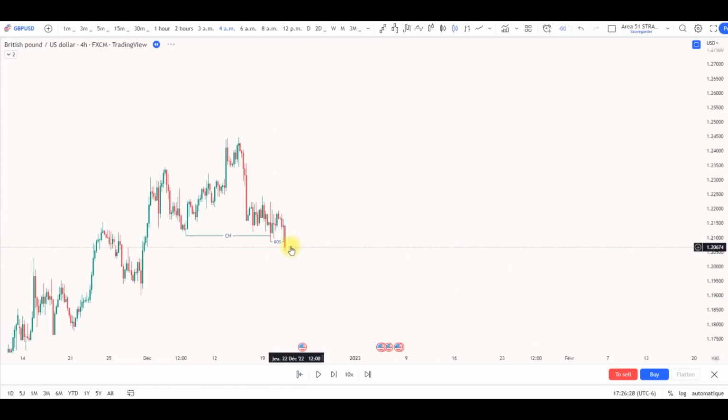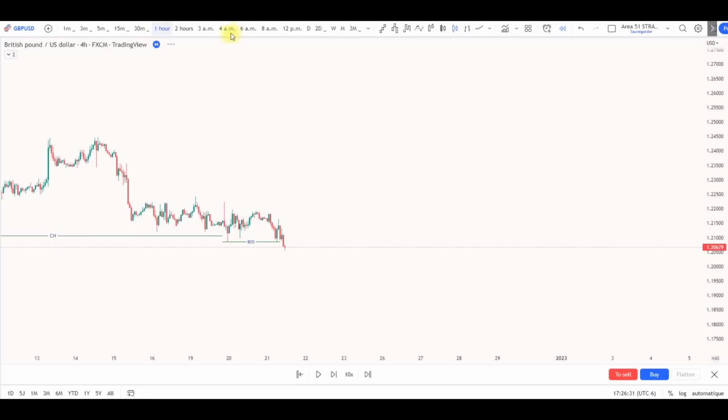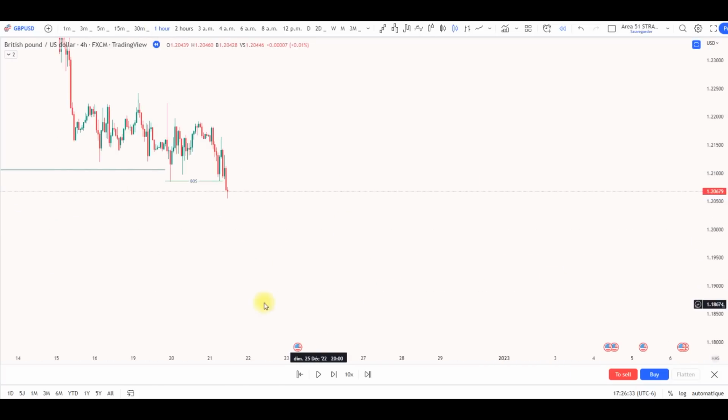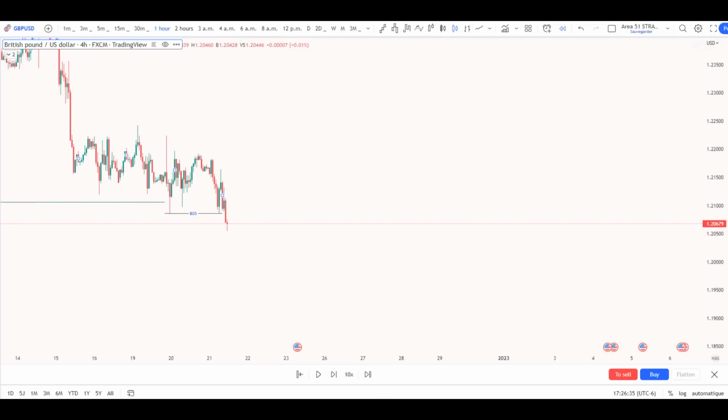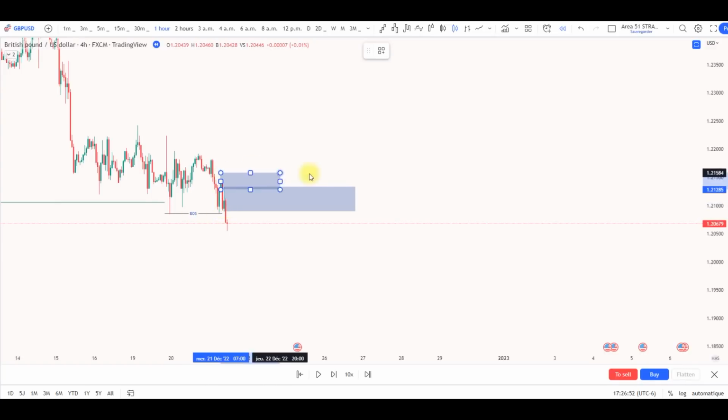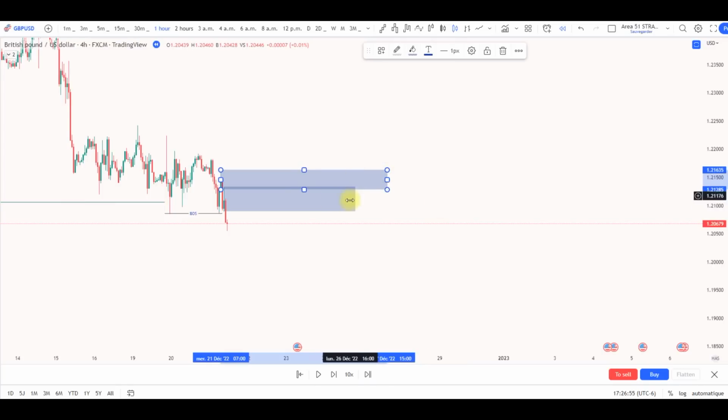So once we identify this little bit of break of a structure, we can go to the 1 hour time frame and then mark our lower highs that create the break of a structure. So it could be this area here. Your supply zone could be this candle here that caused the break of this structure, or it could be this lower high that's going with the original order flow to the downside.